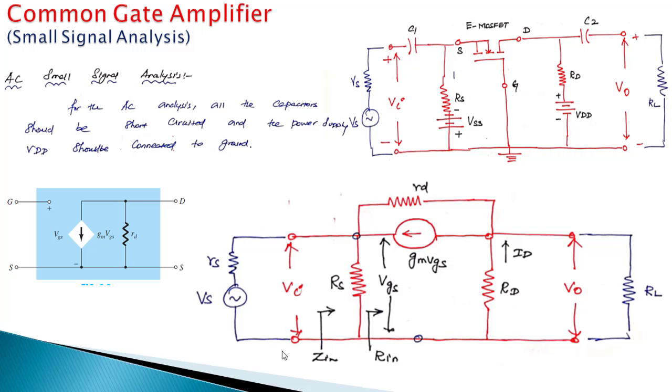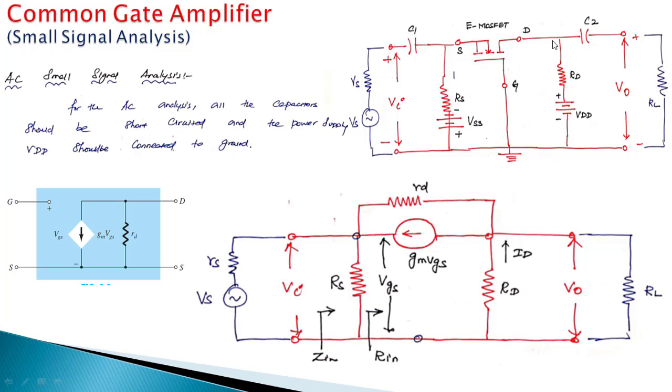Next we are going to see the small signal analysis of the common gate amplifier. So this is our overall circuit diagram of the common gate amplifier. We have two supplies VSS and VDD, and two coupling capacitors, the input coupling capacitor C1 and the output coupling capacitor C2. The effect of RS and RL we won't consider. The general procedure for the small signal analysis is to short circuit the capacitors C1 and C2 and also short circuit the power supplies.